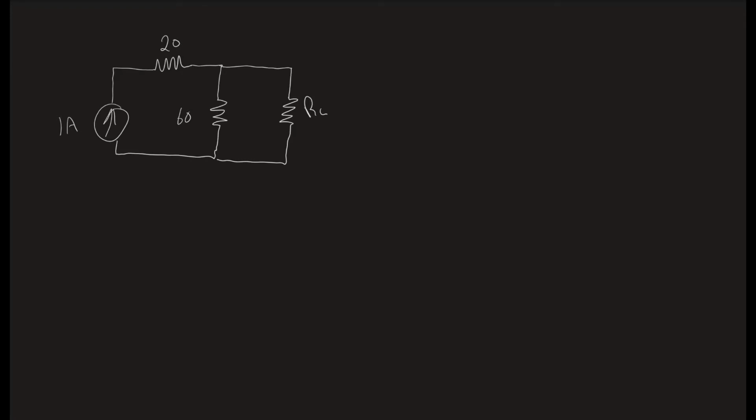So if we open it at the load, I've got 1 amp, 20 ohms, 60 ohms, and I open it here. And so all I need to do is figure out the voltage from there to there. So this one's even easier. We don't have to break it down because we already know the resistance and the current.